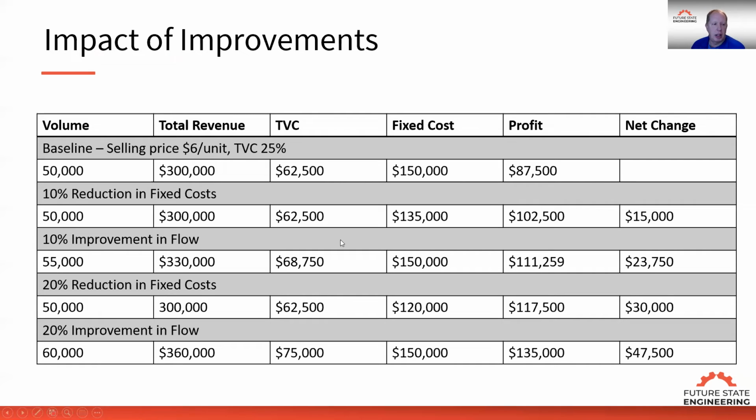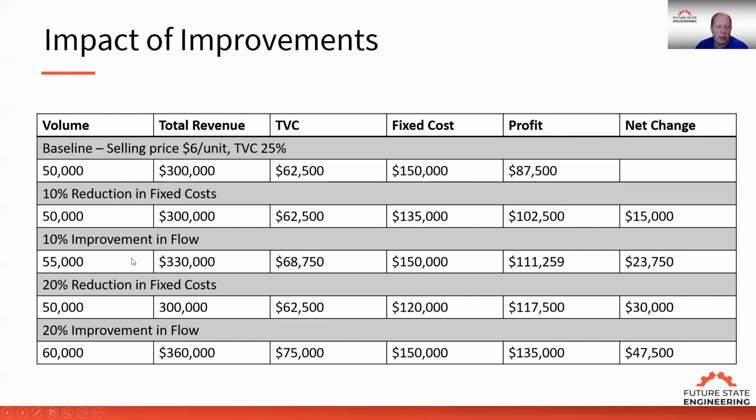So now let's look at the impact of improvement. So I've taken this data and I put it into a table looking at volume, revenue, totally variable costs, fixed costs, and profit. So the first one here is we have a selling price of $6 and a totally variable cost of 25%. And 50,000 units sold, our profit is $87,500. Now, if I reduce our cost by 10%, our fixed costs go from 150 to 135. Our totally variable costs don't change, so our profit goes up to 102,500, so a net change of 15,000. So the 10% reduction goes right to profit.